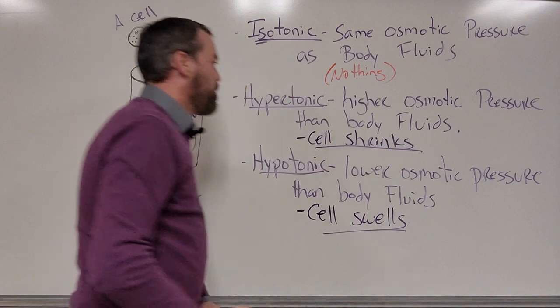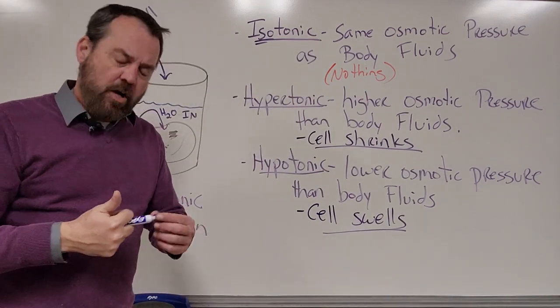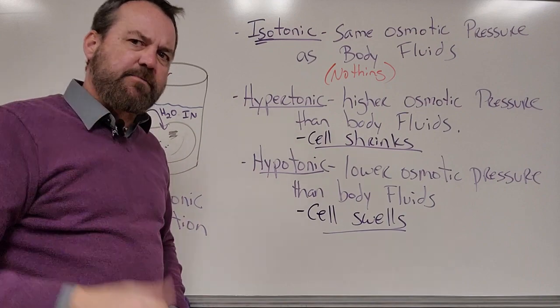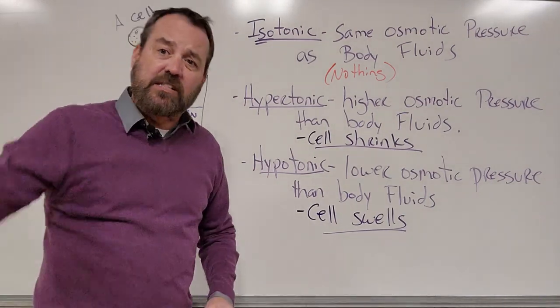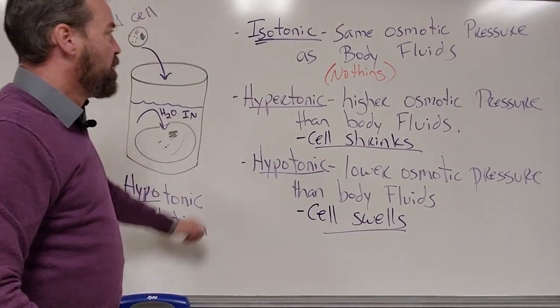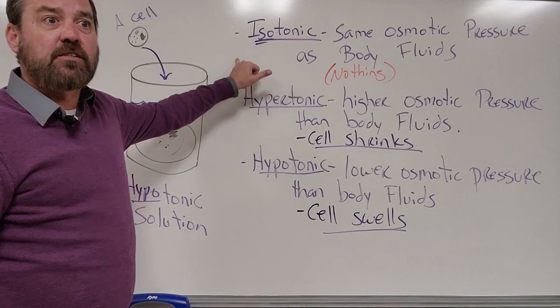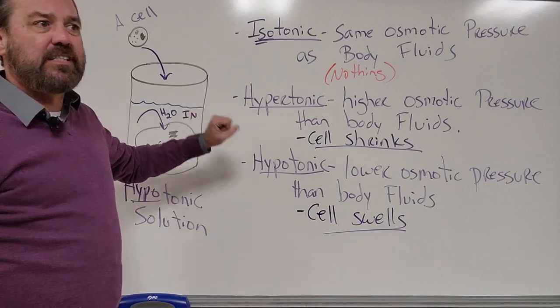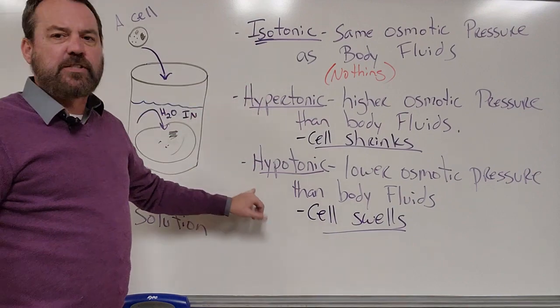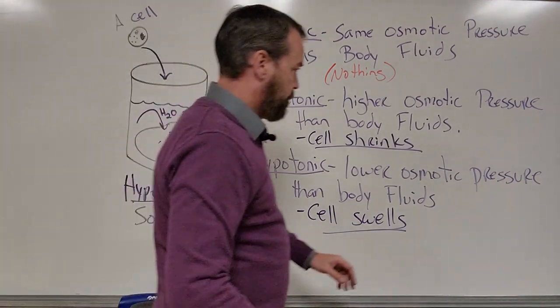So for osmosis, we need to understand osmotic pressure and that water always moves towards a region of higher osmotic pressure. We need to understand that if we increase the number of solutes, that's going to increase the osmotic pressure. We will also want to know what happens to a cell that we put in an isotonic solution. What happens if we put a cell in a hypertonic solution? What happens to a cell if we put it in a hypotonic solution?